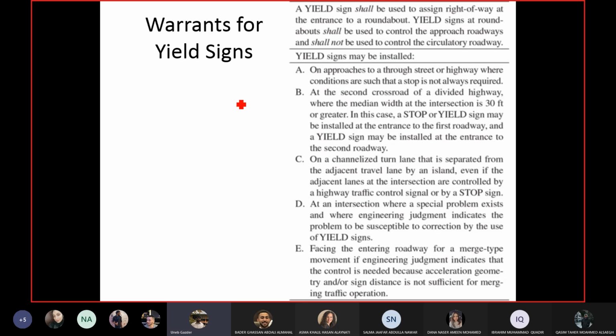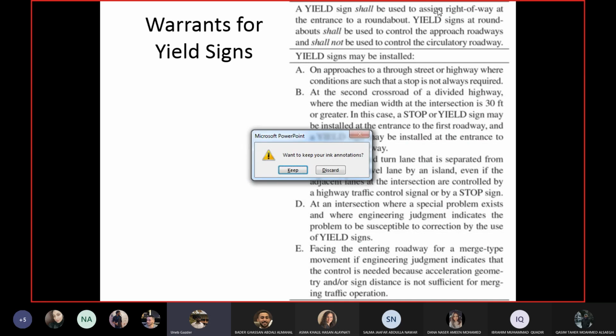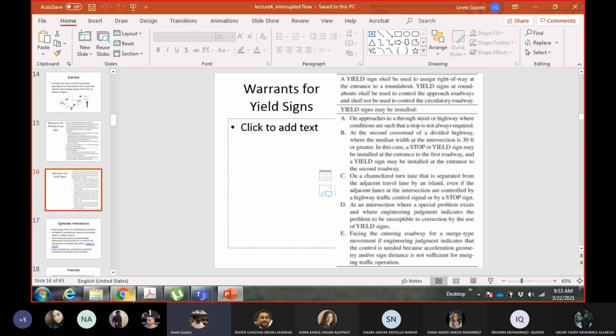Then this is the warrant for a yield sign. We don't have enough time, so we'll discuss it after the exam, inshallah. Not tomorrow, tomorrow you have the exam, right? So after the exam. All the best for your exam.